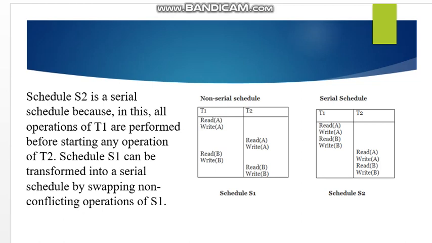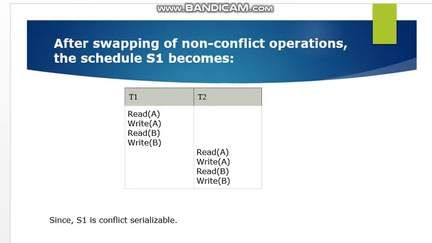it is a non-serial schedule, meaning part of transaction T1 is executed and then part of T2 is executed. So schedule S1 can be transformed into the serial schedule by swapping the non-conflicting operations of S1. If we are able to swap some operations and get the same result as S2, then we say that S1 and S2 are conflict equivalent.